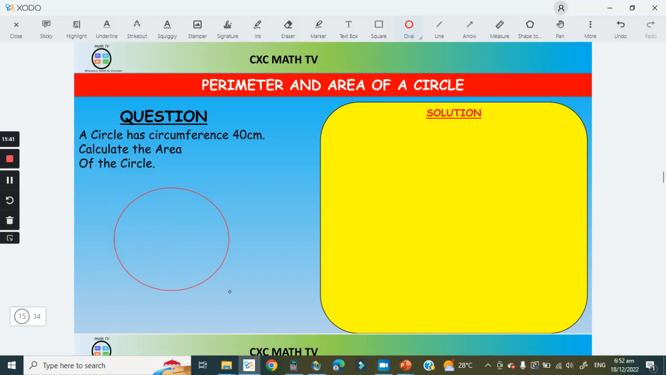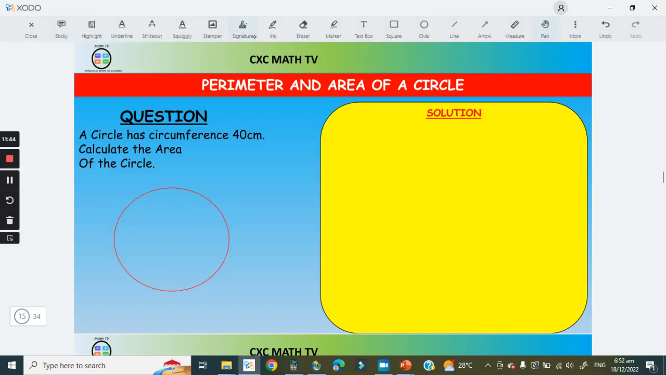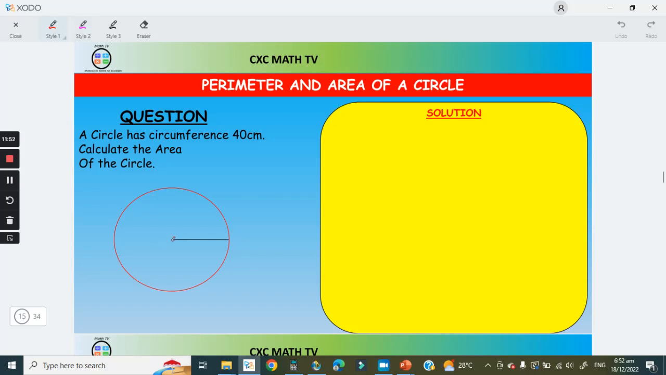So I'm just going to put out a circle, and I'm going to give you what we know about the circle. We don't know the radius of the circle. What we do know is the circumference, which is 40. We know that the circumference is equal to 2 pi r. So 40 is equal to 2 pi times the radius. If we divide both sides by 2 pi, that will give us the radius. So the radius is just 40 divided by 2 pi.